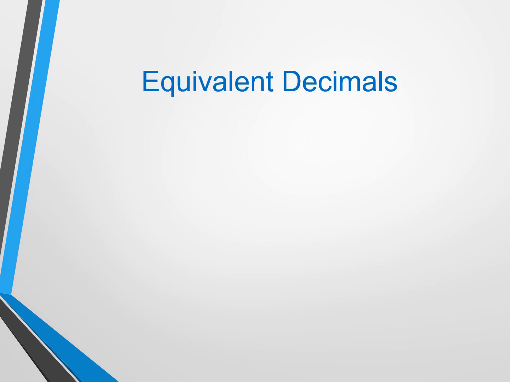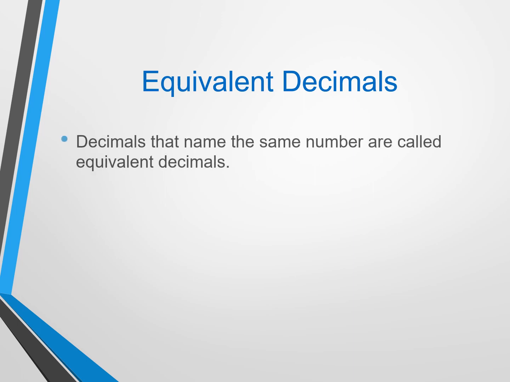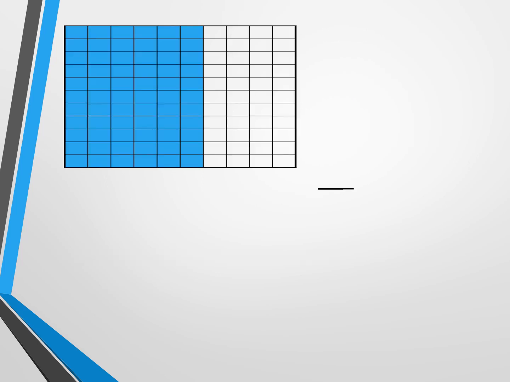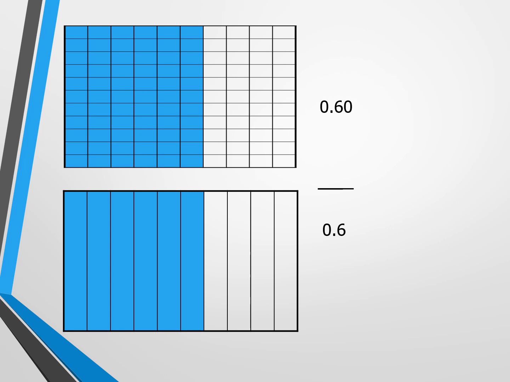Okay, let's explore more. We have also what we call equivalent decimals. Decimals that name the same number are called equivalent decimals. For example, 60 hundredths and 6 tenths. Are these decimal numbers equal? Let's find out using a figure. So 60 hundredths in figure and 6 tenths in figure. If we study the figure, 60 hundredths and 6 tenths are equal.